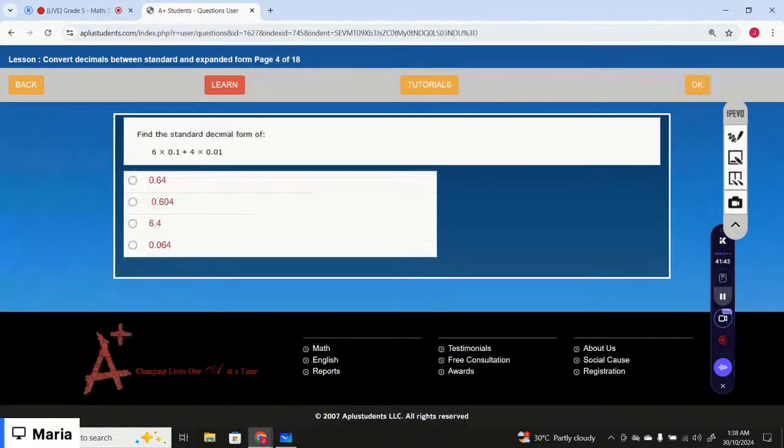Find the standard decimal form of 6 times 0.1 plus 4 times 0.01. The correct option is 0.64. Option number 1 is the correct option.